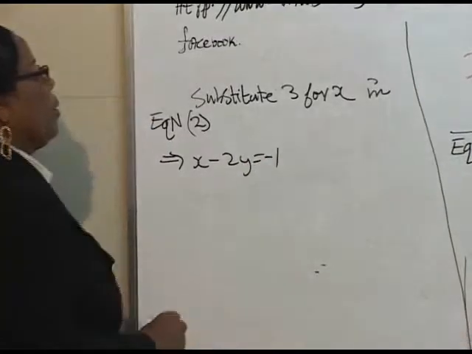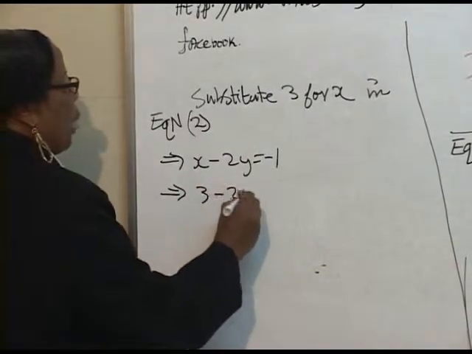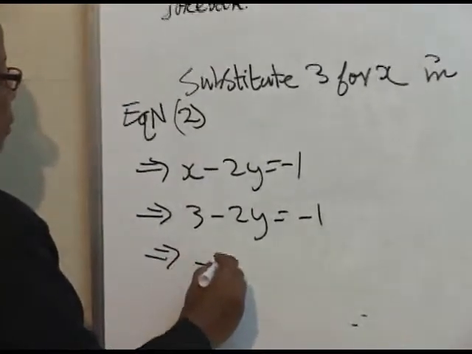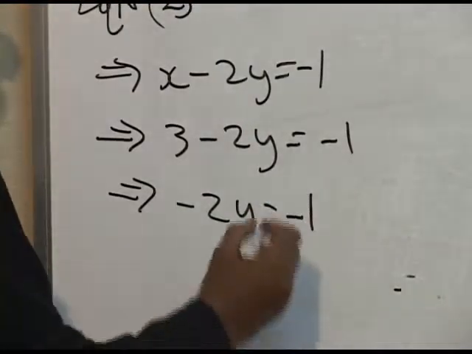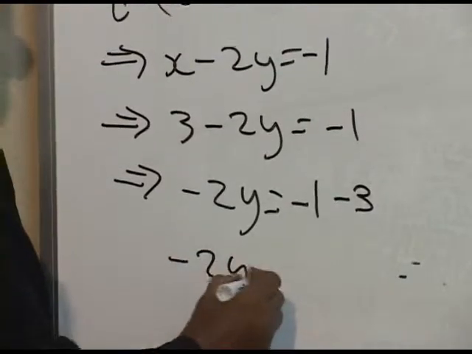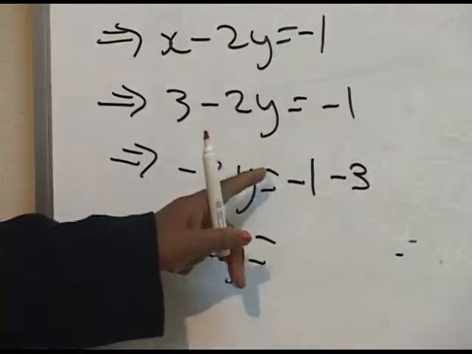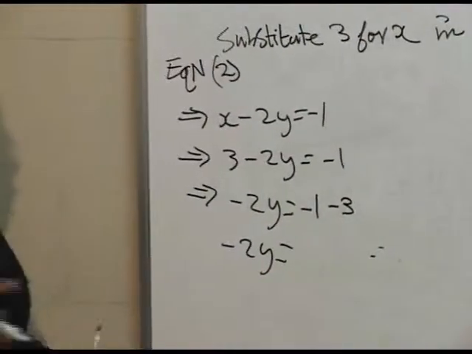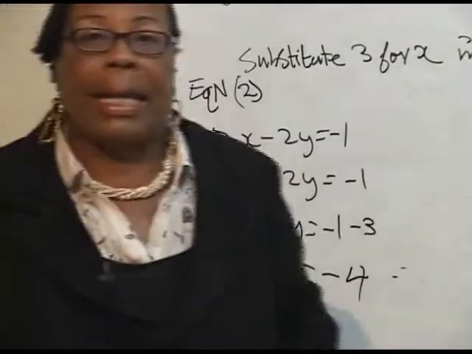And this would imply that 3 minus 2y would be equal to negative 1. And we can get negative 2y would be equal to, take the 3 over to the other side. Negative 1 is not moving. This comes over as negative 3. So it is negative 2y is equal to, and I have my students with problems like this. But this is saying we have one group of persons here. We have 3 here. So how many do we have in all? It's negative 4.